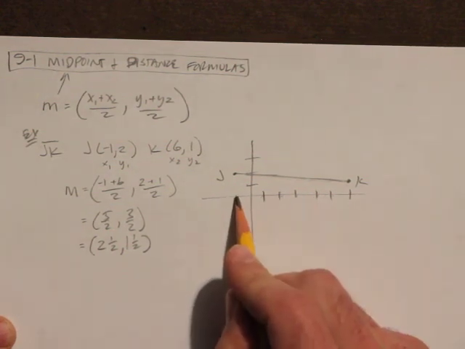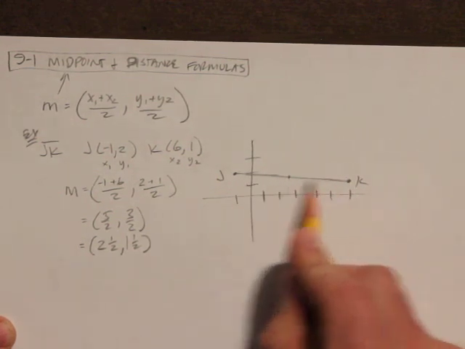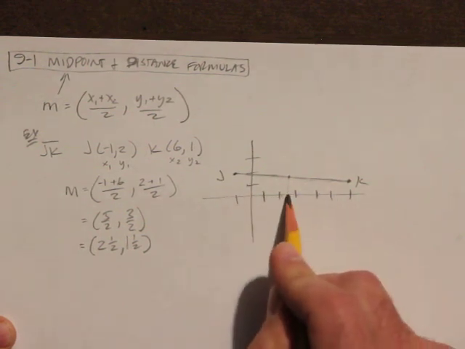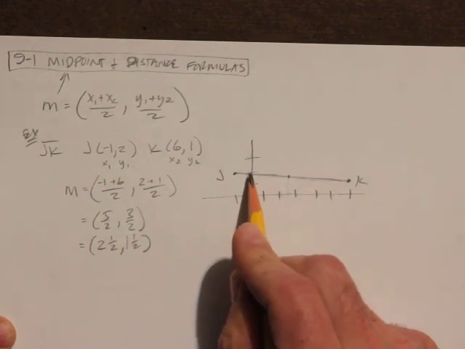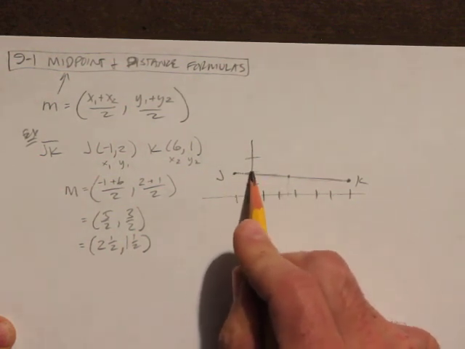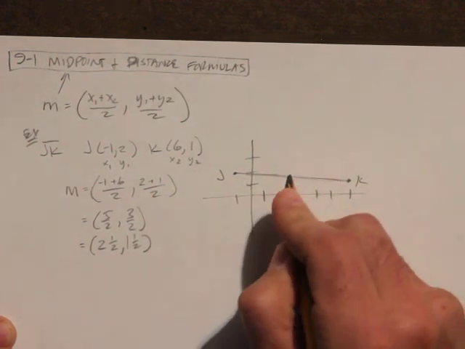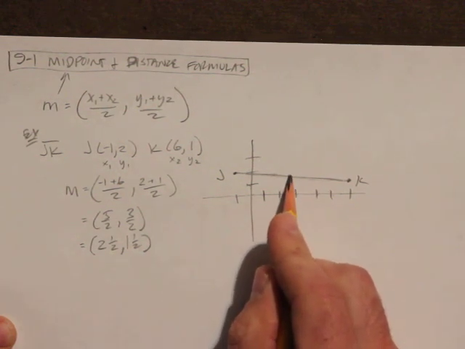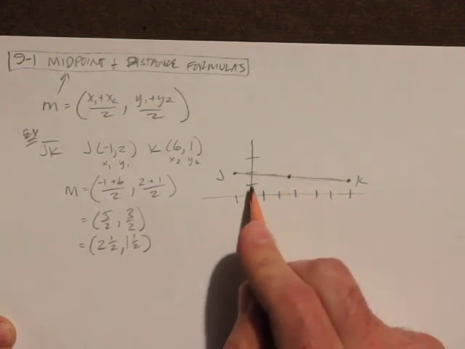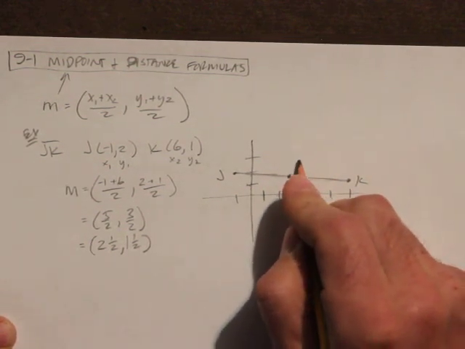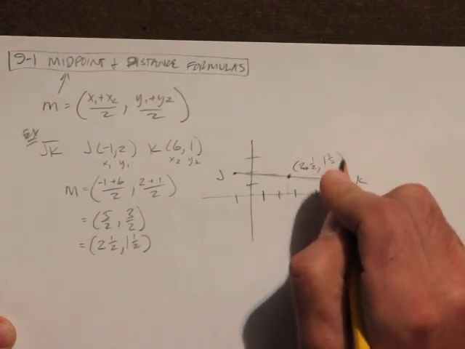So if I go over 3, 1, 2, 3.5, there's the midpoint horizontally, right? And then vertically, the difference is just 1, so I just go halfway between those two, and there's my point. So let's see, is that point the same as this point? 2.5, 1.5. So there it is. 2.5, 1.5 is my midpoint.